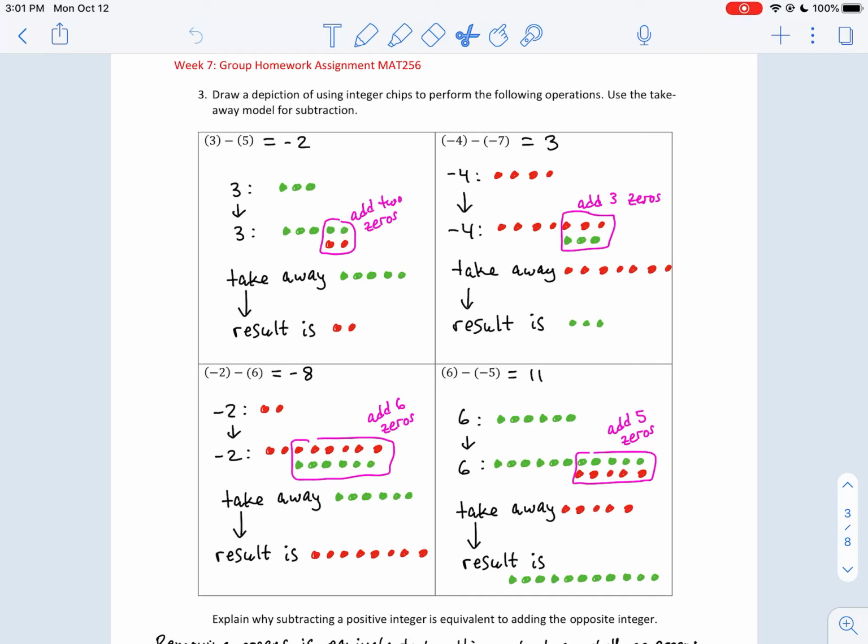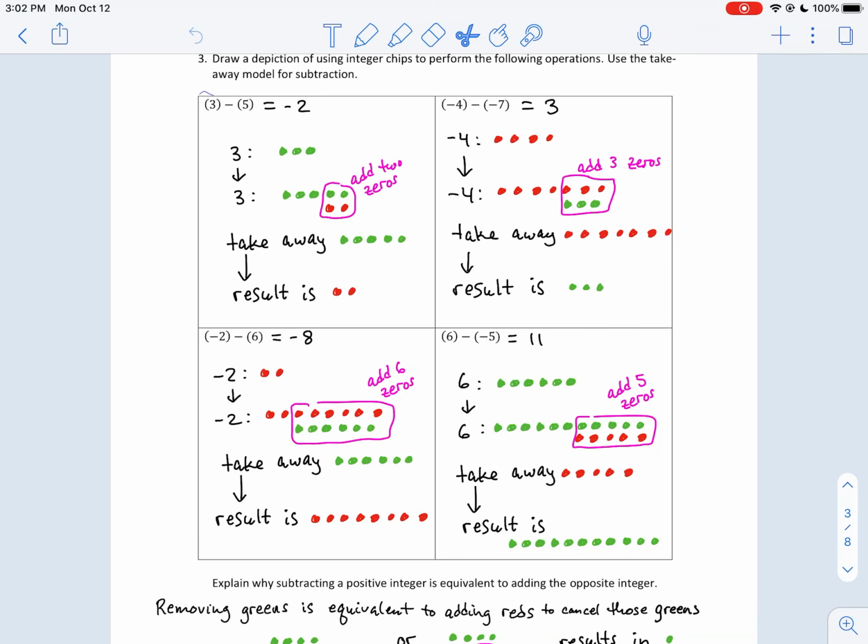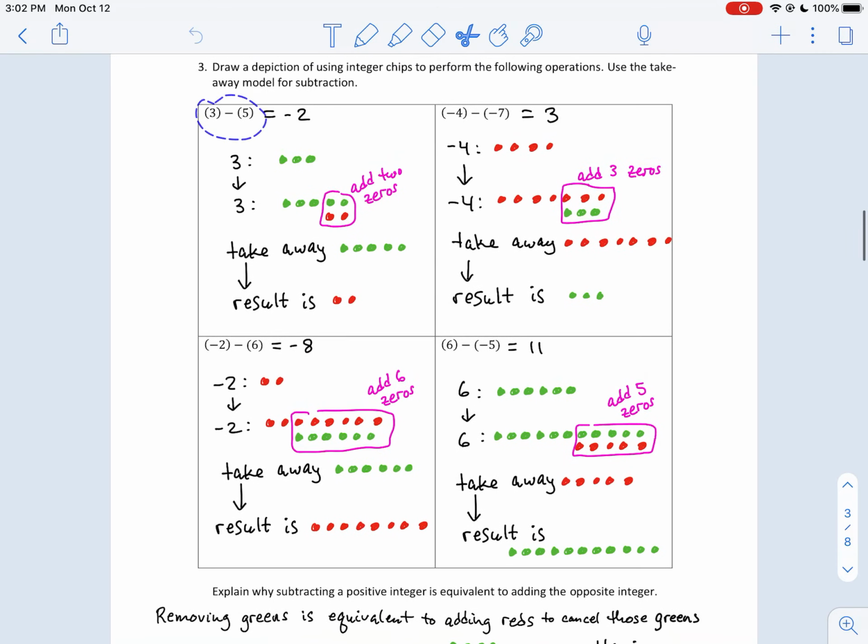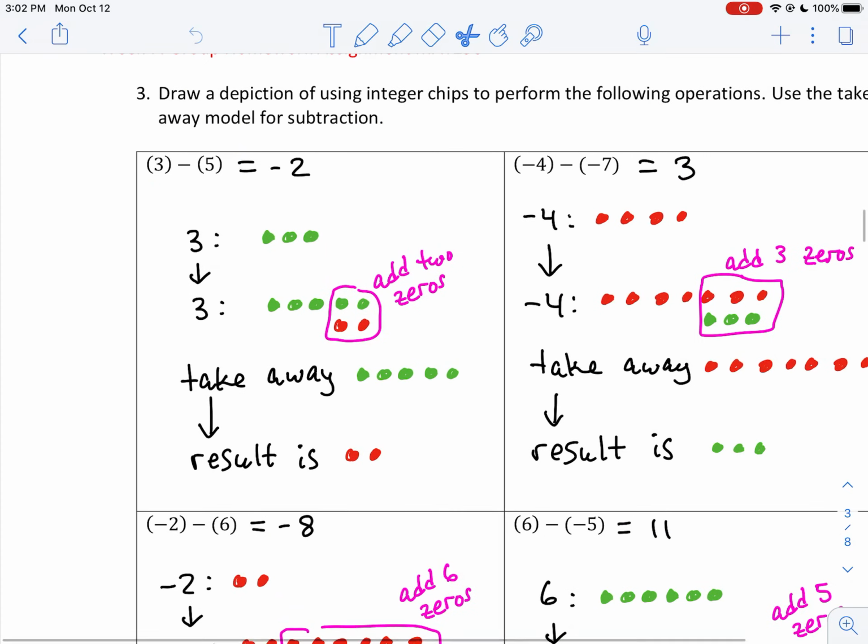They just memorize what in their thinking is just gibberish. Number 3, draw a depiction using integer chips to perform the following operations. So we're going to do the takeaway model for subtraction. So we're going to do 3 minus 5, 3 take away 5. So I begin with a depiction of what 3 looks like, but then I realize that there aren't 5 greens that I could even take away.